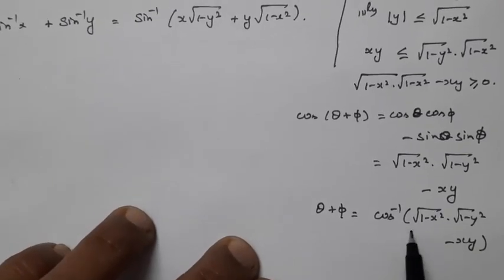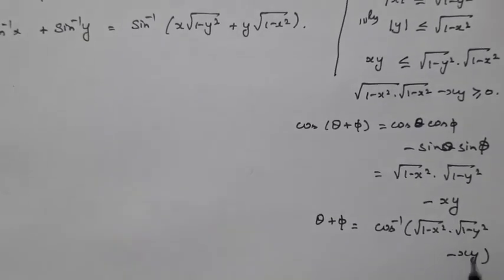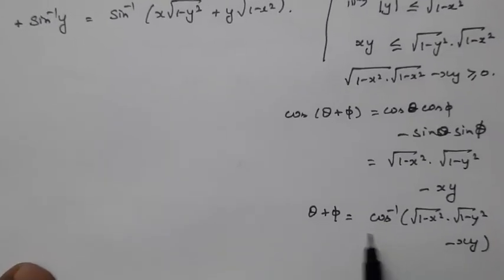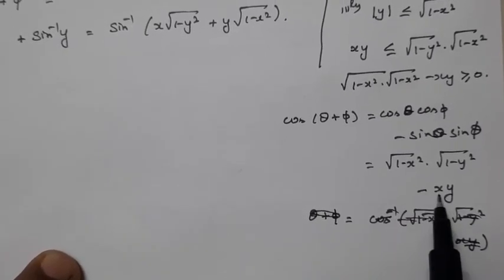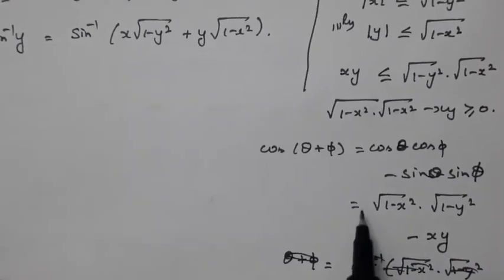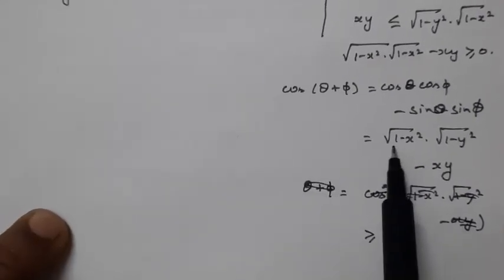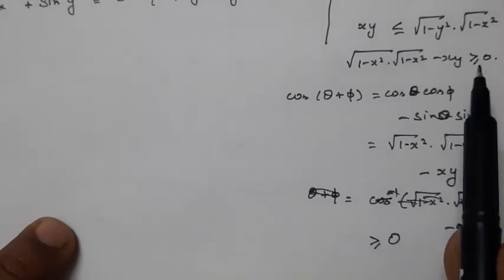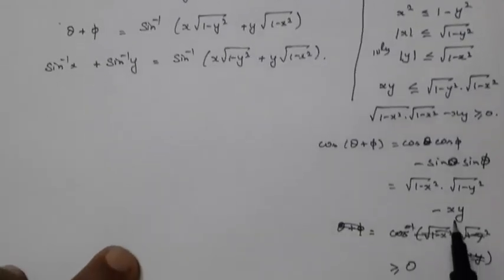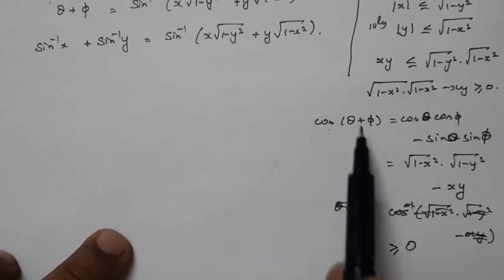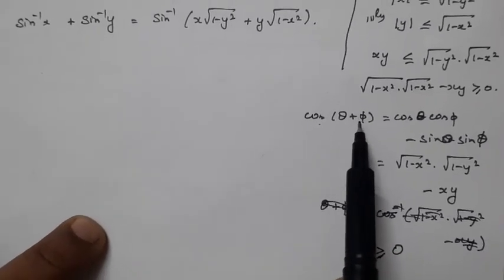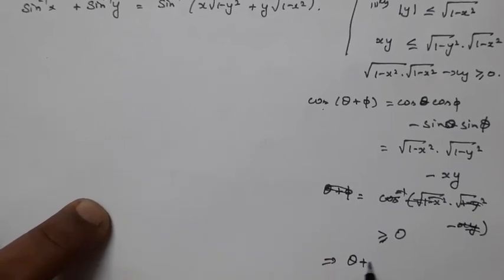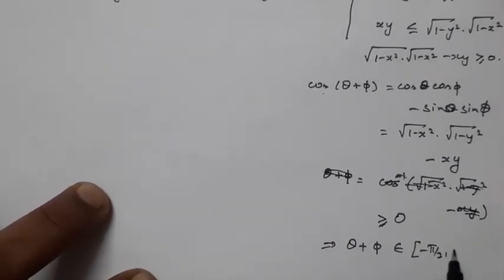Now, no need to move it to cos inverse, we can simply stop up to this step. This is greater than or equal to 0. So cos of theta plus pi is greater than or equal to 0, because root of 1 minus x squared into root of 1 minus y squared minus xy is greater than or equal to 0 by taking the condition that x squared plus y squared is less than or equal to 1. So we have achieved this result. From this we got cos of theta plus pi is greater than or equal to 0. So for what angles will cos be non-negative? For the angles in the first quadrant as well as in the fourth quadrant. This implies that theta plus pi belongs to the closed interval minus pi by 2 to pi by 2.